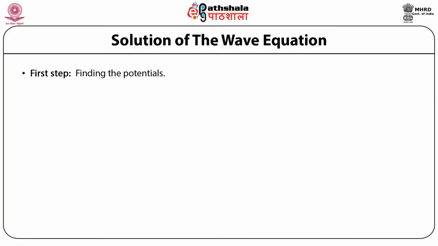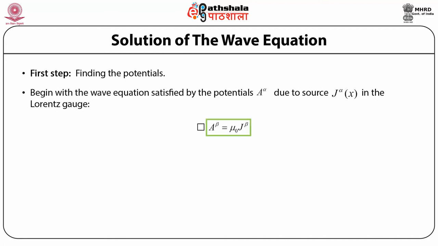First step: finding the potentials. Begin with the wave equation satisfied by the potentials A alpha due to source J alpha of x in the Lorentz gauge, given as the D'Alembertian operator box A beta is equal to mu naught J beta.